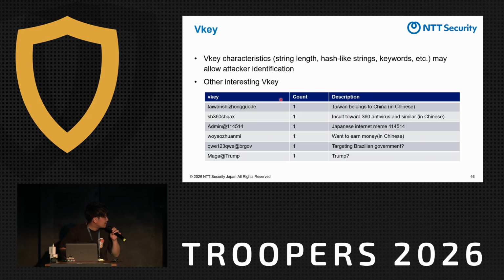This wiki maybe means Taiwan belongs to China, in Chinese. This wiki is in Chinese, aimed toward 360 antivirus and similar. And this wiki is a Japanese meme, and this wiki means maybe want to earn more money in Chinese. And this wiki is a default wiki, and the following is a Brazilian government one, so maybe it's targeting the Brazilian government or something like that. And this is maybe Trump. So these wikis are very interesting.